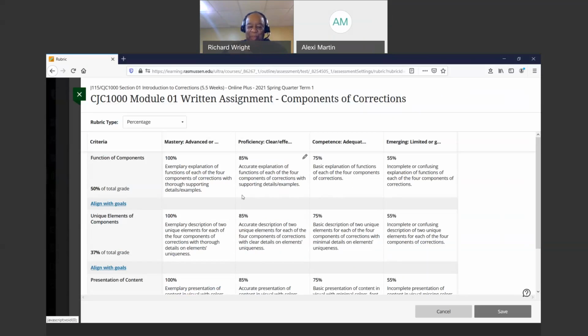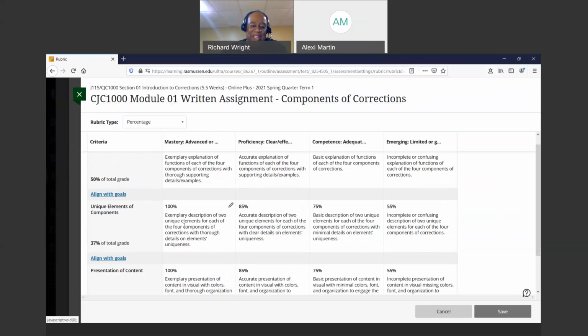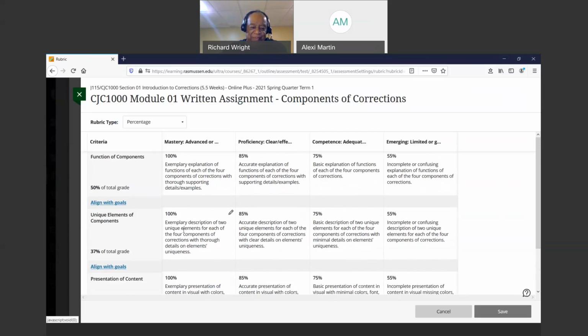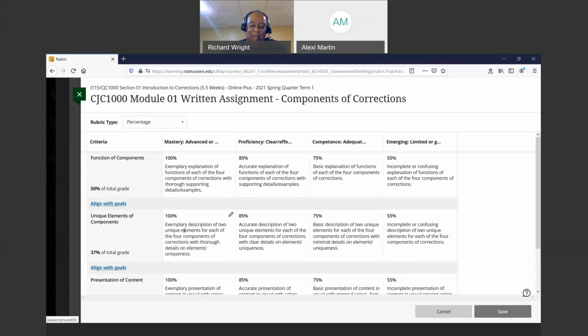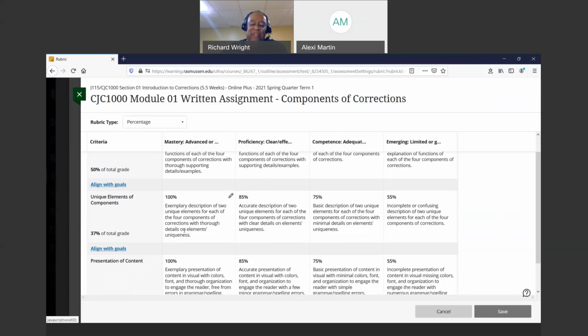But anyway, the point of the matter is that what I want you to do is to get 100% in each section. Read what it says to do. Exemplary description of two unique elements of each of the four components. And you know the four components because I told you what they were.